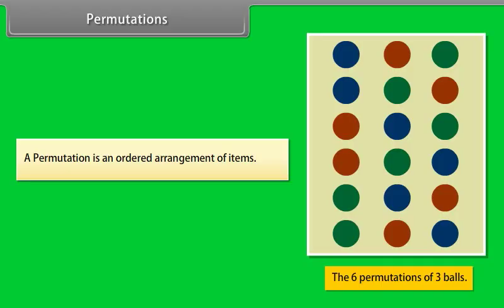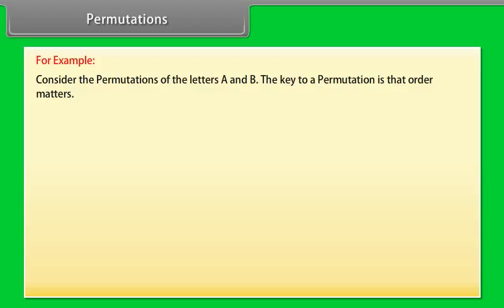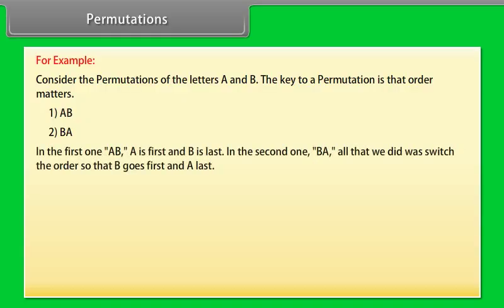For example, consider the permutations of the letters A and B. Just think about how many different ways you can arrange A and B. The key to a permutation is that order matters. 1. AB 2. BA. As you can see, the only difference between the 2 permutations is the order. In the first one, AB, A is first and B is last. In the second one, BA, all that we did was switch the order so that B goes first and A last.